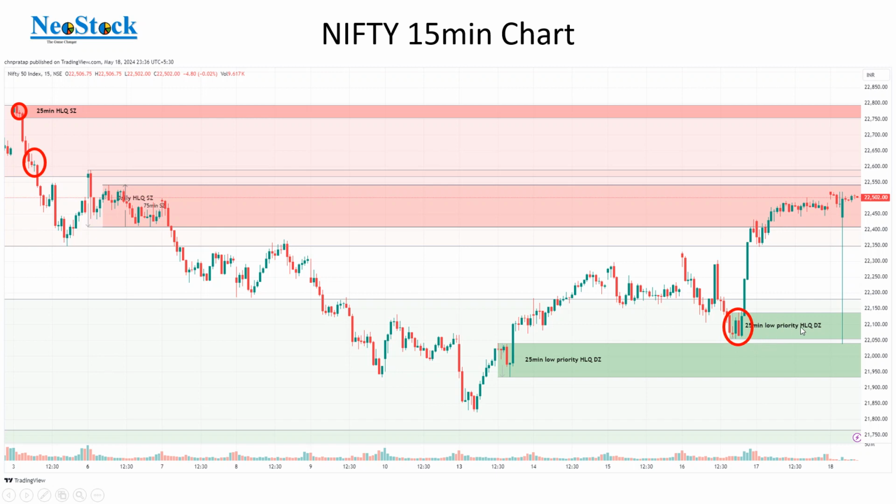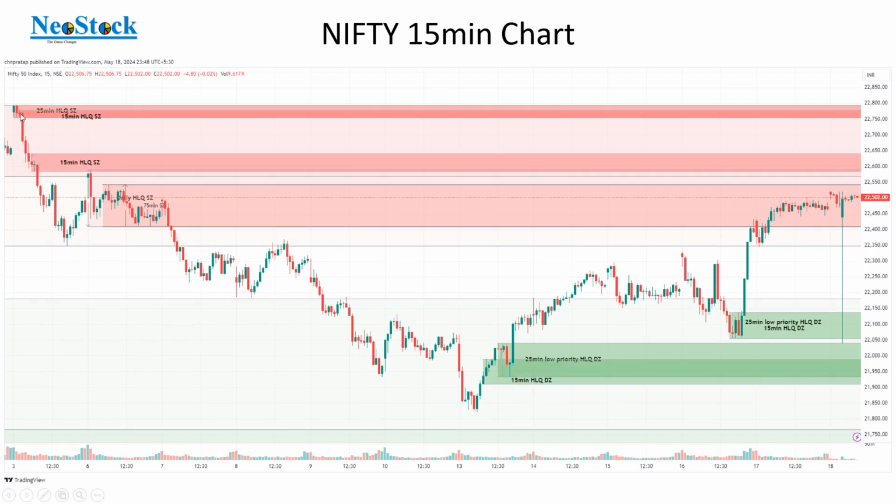The same as the 25 minutes low priority zone is also a 15 minutes zone. And here again you have rally, 1, 2, 3, 4 base candles and a rally. This is also a high liquidity zone, 15 minutes. This 15 minute zone is having confluence with this 25 minute zone. These are the high priority, high liquidity zones, 15 minutes time frame.